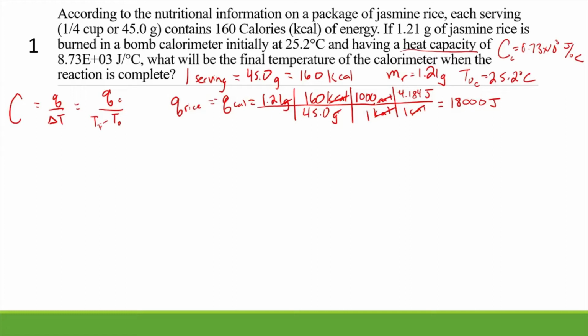So now we have a Q, and we are looking for T final. We know T initial. So just solving for T final and rearranging, we know that delta T is going to be equal to Q over C. So Q over C is equal to T final minus T initial. So T final is equal to Q over C plus T initial.